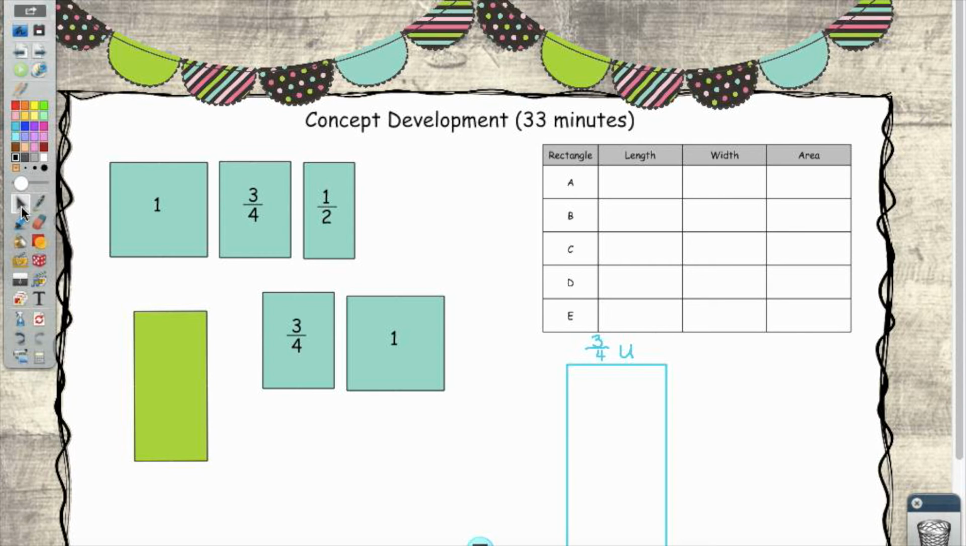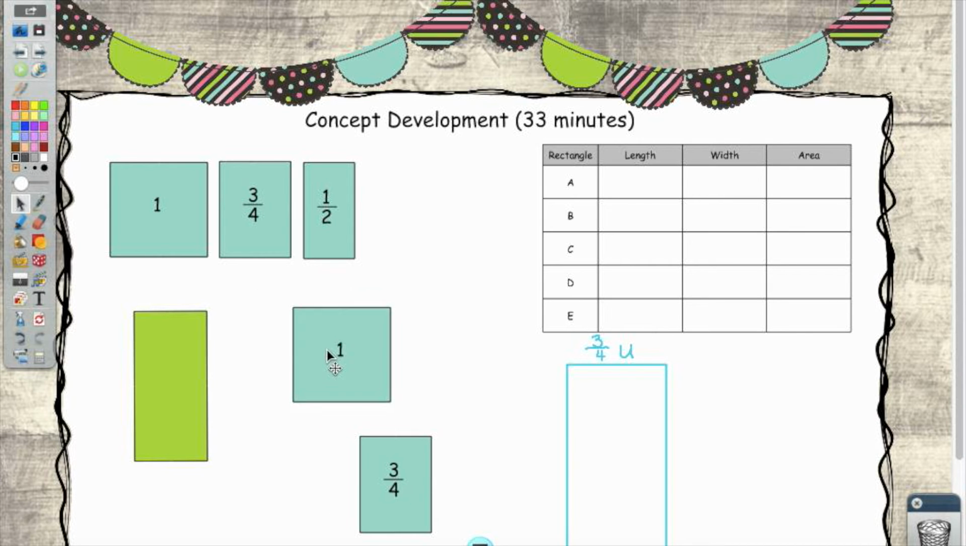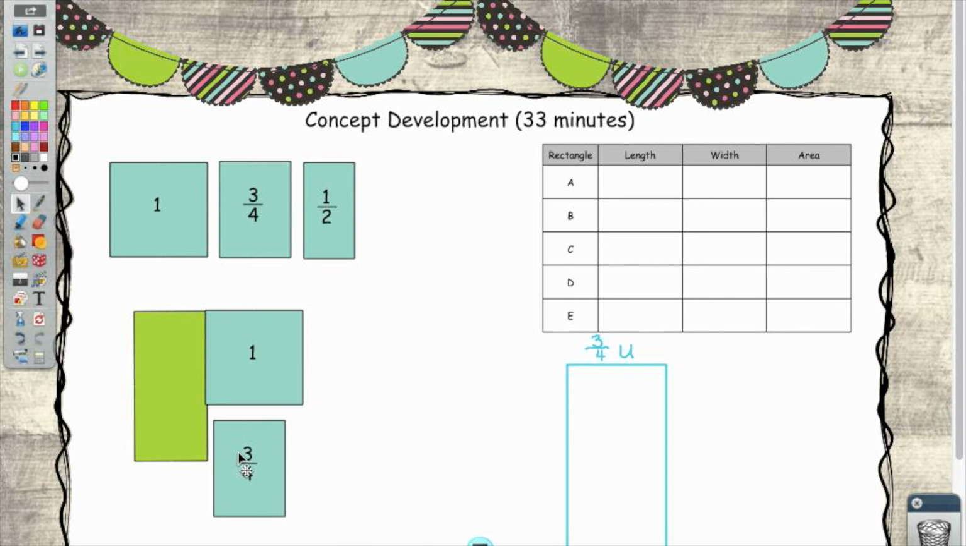And then to measure the width, or the side, it's going to be one hole. So, do you want me to try this one sideways? Maybe one half. It's not 3/4, is it? To the side. So maybe try 1/2 to the side.